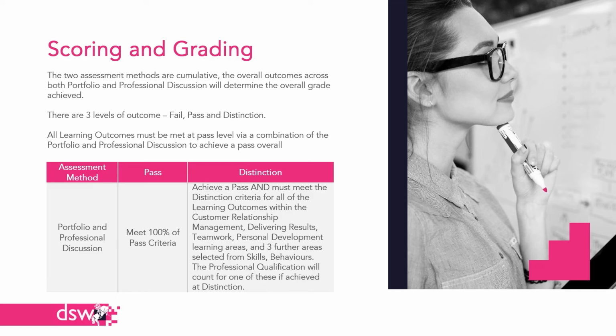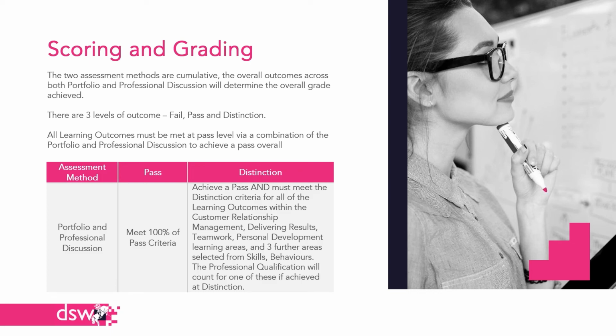The 2 assessment methods are cumulative, and the overall outcomes across both portfolio and professional discussion will determine the overall grade achieved. The portfolio and professional discussion will be graded as either progression or non-progression. An overall grade, which will be confirmed via the assessment record, will state if the apprentice has achieved fail, pass or distinction. Apprentices who fail one or more assessment method will be offered the opportunity to take a resit or retake. A resit does not require further learning, whereas a retake does.